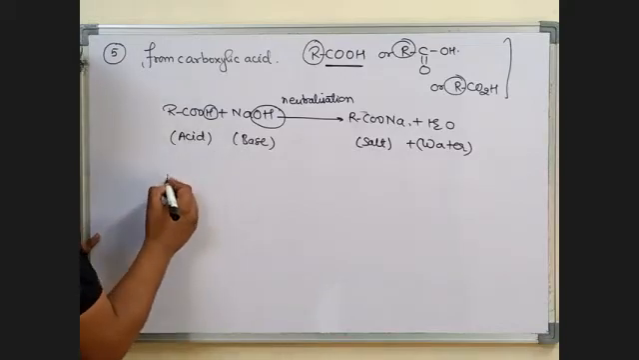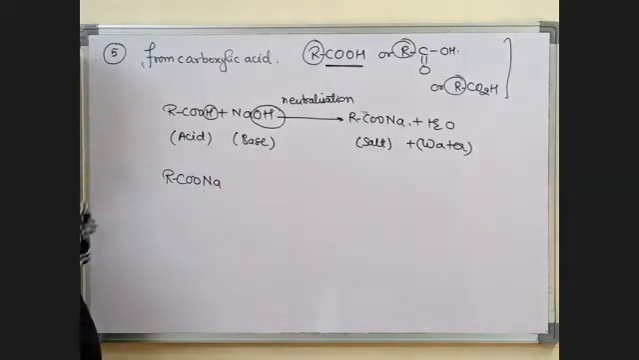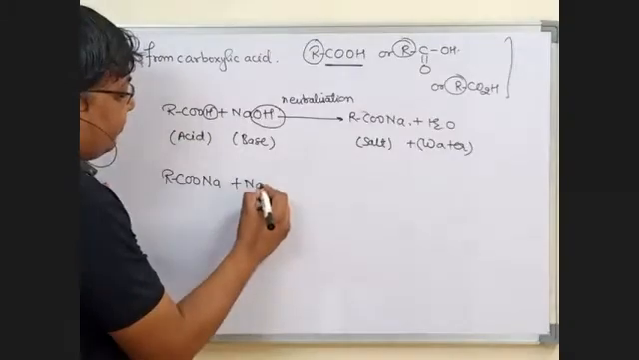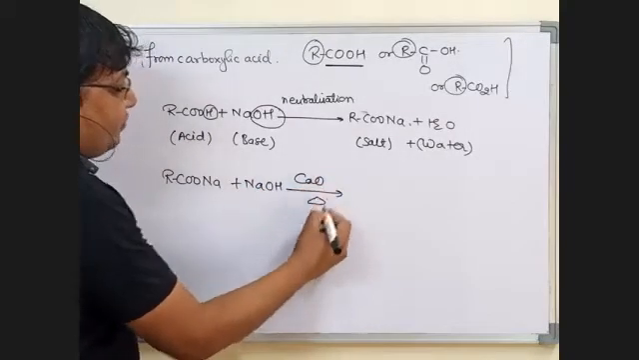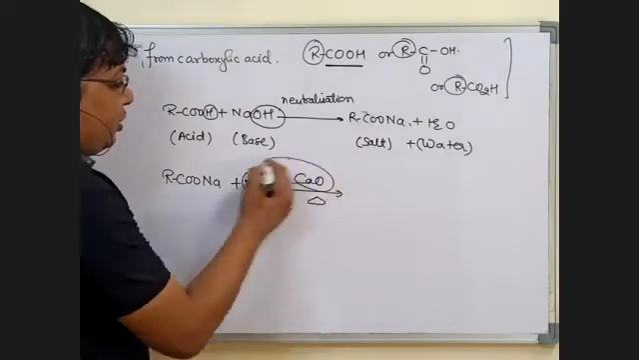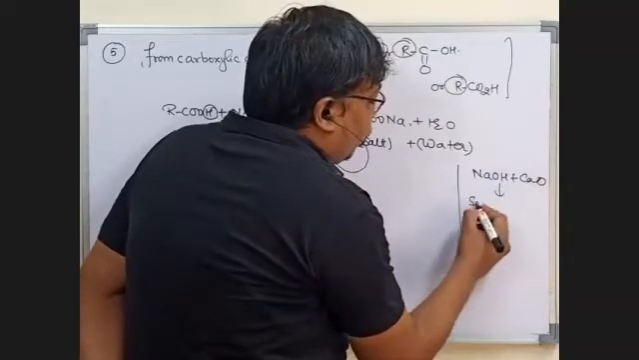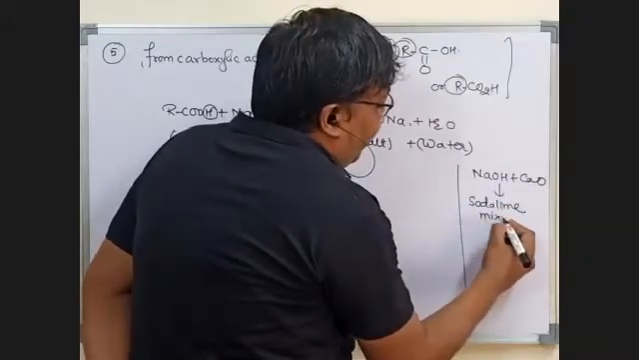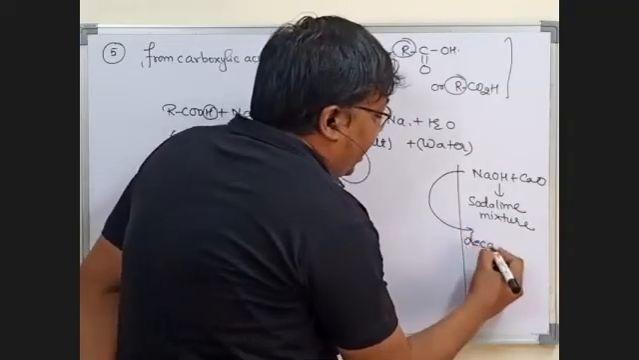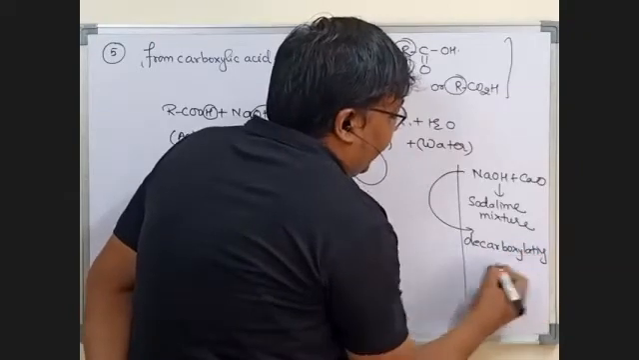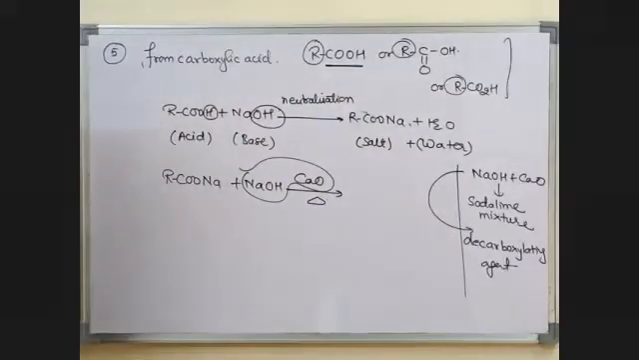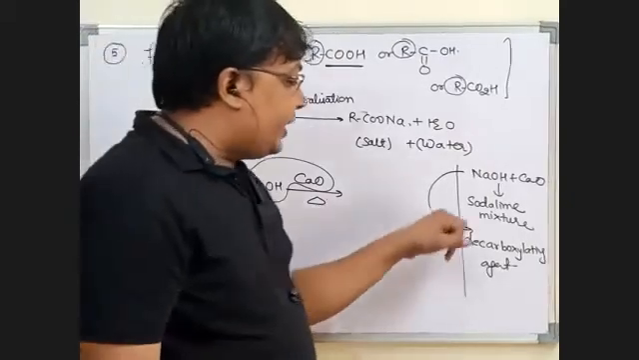In this reaction, RCOONa, the sodium salt of carboxylic acid, reacts with soda lime mixture. NaOH plus CaO mixture is soda lime mixture. This mixture is also known as decarboxylating agent. NaOH plus CaO mixture is known as soda lime mixture, and soda lime mixture is decarboxylating agent.